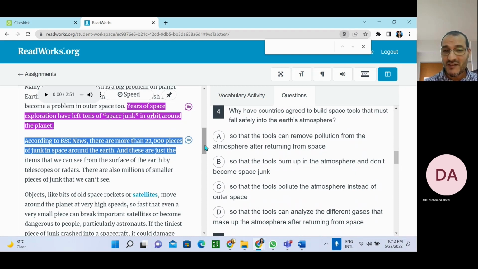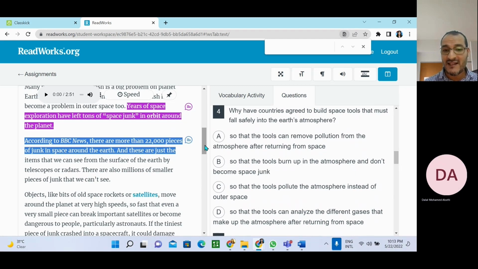But they don't come back to Earth, for example, to remove pollution. They don't sweep pollution or clean the atmosphere. No, they don't clean the atmosphere. This is not the purpose. C: the tools pollute the atmosphere? The countries do not want tools to pollute the atmosphere. If they pollute the atmosphere, they will not allow it to come back. So C is not the purpose.